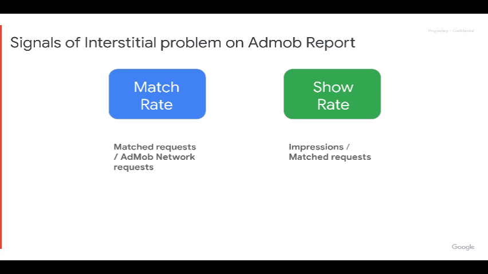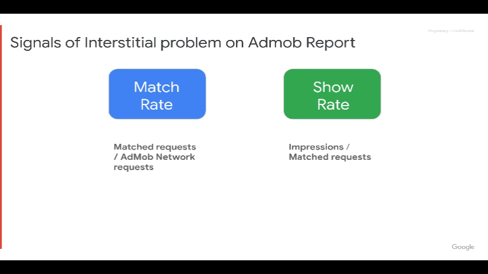Match rate is the percentage of ad requests that were filled with an ad. So it's matched requests over the total number of ad requests. This is how often AdMob finds and serves your app an ad for every request that you make from the app. Now the show rate is all about impressions over matched requests.